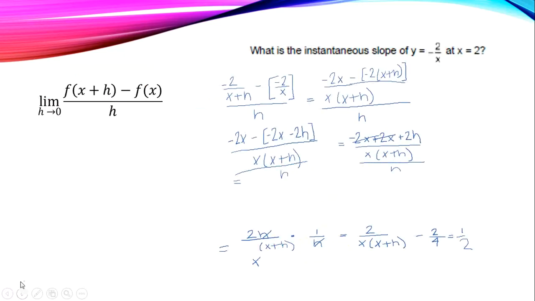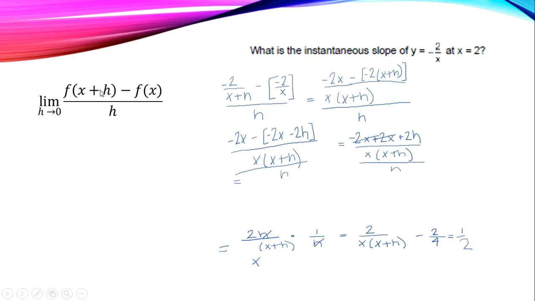The last one I worked out for us. It's what is the instantaneous slope of y equals -2x at x equals 2. So this is the equation for instantaneous slope. Okay, you can also hear instantaneous rate of change, equation of the slope of the tangent line. They all mean the same thing.